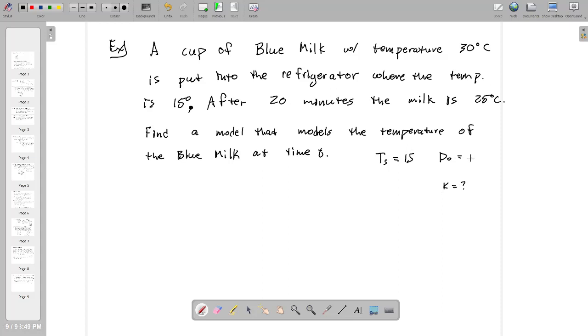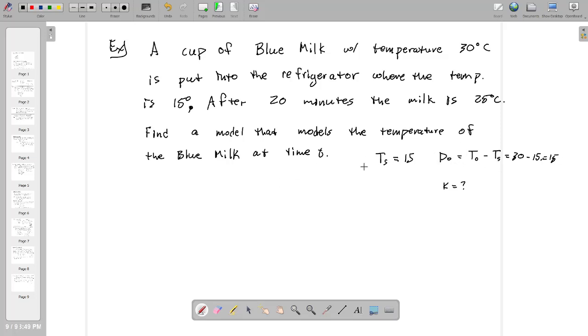T sub 0 will be the temperature of the object minus the temperature of the surrounding air. And in this case, T sub O is 30 degrees because that's the temperature of the blue milk when we put it in the refrigerator. And T sub S is 15 degrees, as we stated here. So this would be 30 minus 15, which is equal to 15. So d sub 0 is going to be 15 as well.